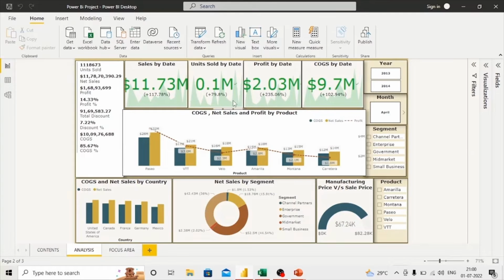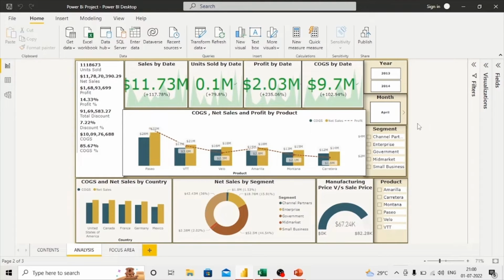If I see the units sold, we can also find there's a 79.8% increment in 2 years of sales. If I look profit wise, there is a 235% increment in the profit, and the cost of goods sold has also increased by 102% for each and every product in these 2 years.